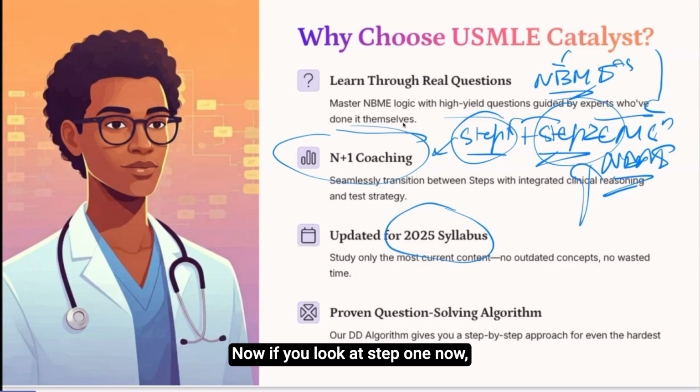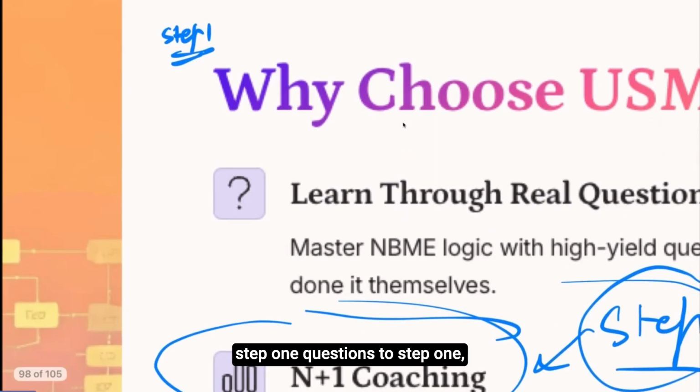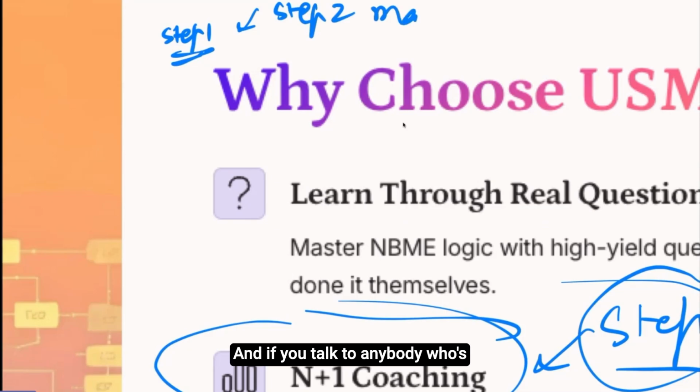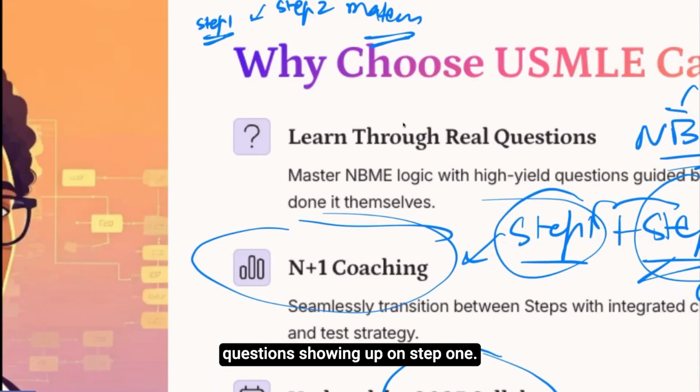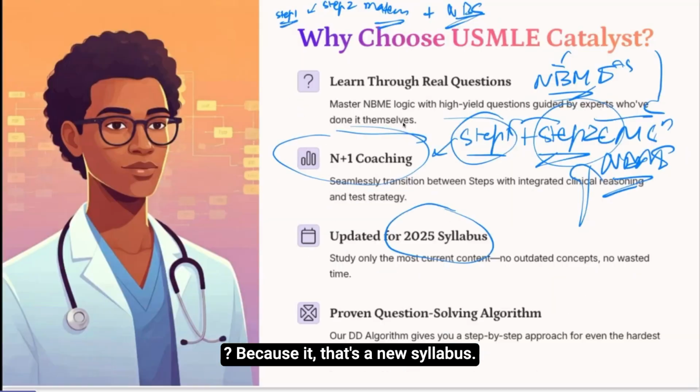If you look at step 1 now, why do N+1 coaching too? Step 1 is shifting from pure step 1 questions to step 2 material added to it. And if you talk to anybody who's given the most recent USMLEs, they will tell you there are step 2 questions showing up on step 1. There are questions about next best step, which is they're asking you what to do for that condition. For example, if you have a heart attack, they're going to tell you we do a PCI. PCI fails. What is the next best step? Those are the questions you're going to get at times on step 1 now, because that's the new syllabus.